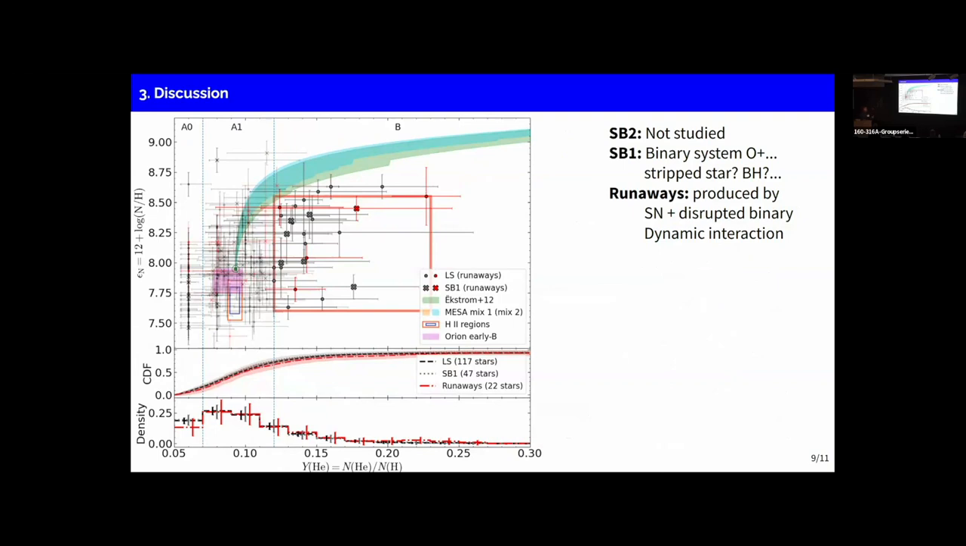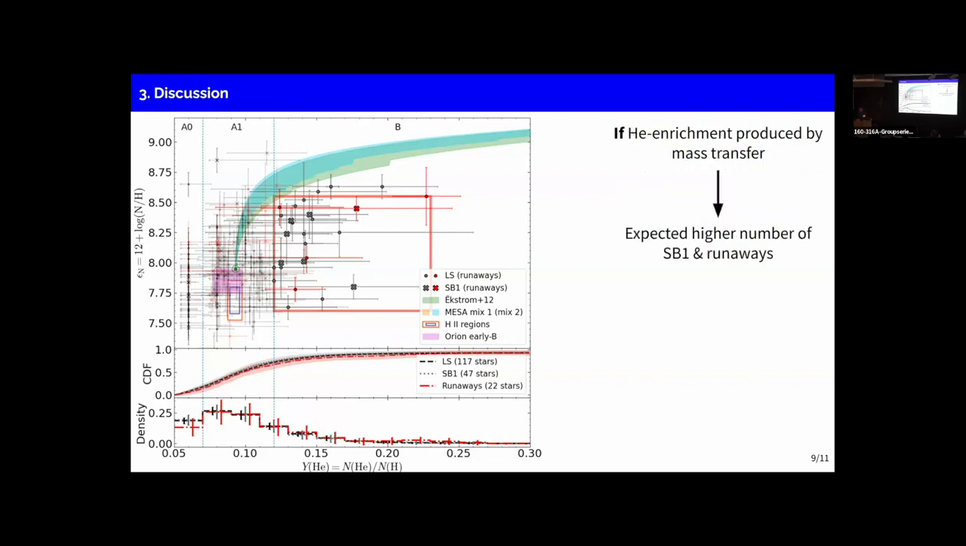SV1s have different origins. We don't see the companion, but it can be either a low mass star, or also a black hole or a super star that had gone through mass transfer events previously to get stripped, or the supernova event. And runaways are also interesting. Why? Because they can be produced by dynamical interactions, not interesting for us, or again by a supernova that disrupted the binary at the supernova kick. That could be interesting because they could have previously gone through mass transfer events.